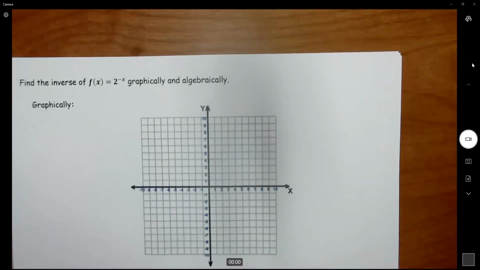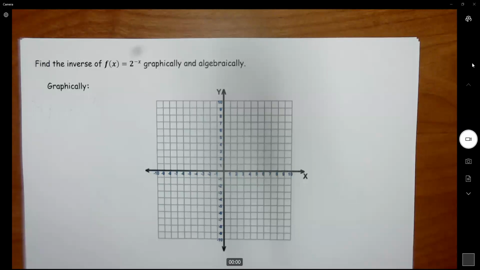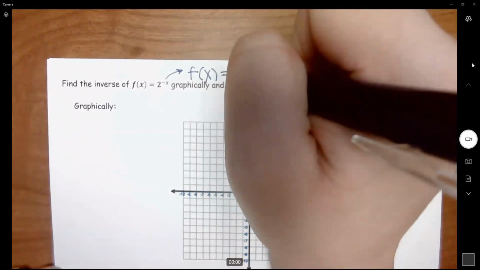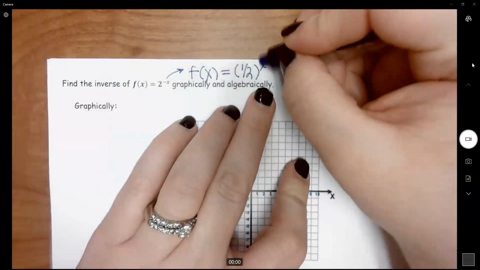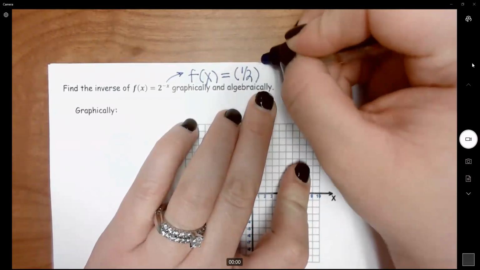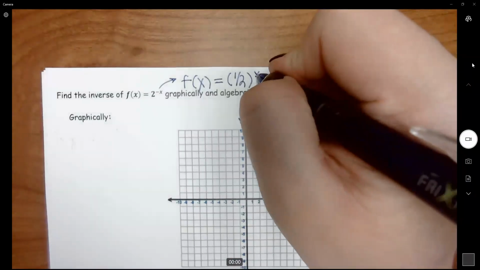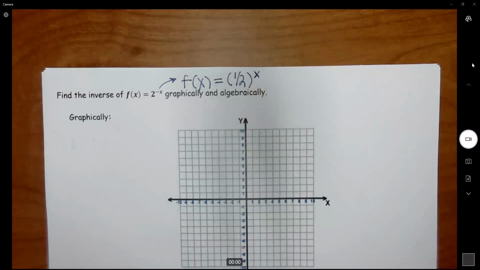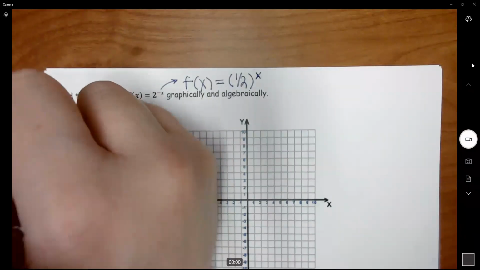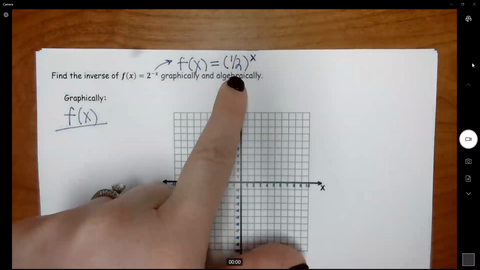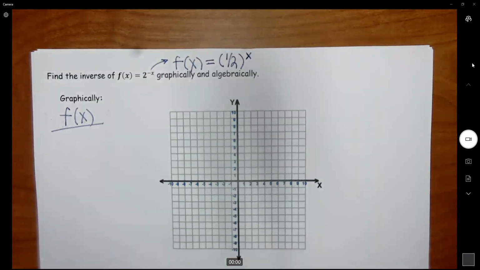Let's do the exact same process on finding the inverse of 2 to the negative x power. So I can rewrite this as f of x equals 1/2 to the positive x power. So we'll kind of keep that in mind. And so first by the graph, let's get some ordered pairs of my function. So I will use my calculator again.